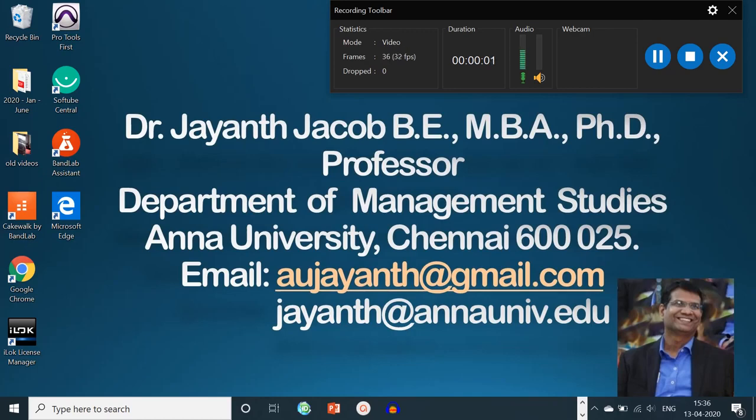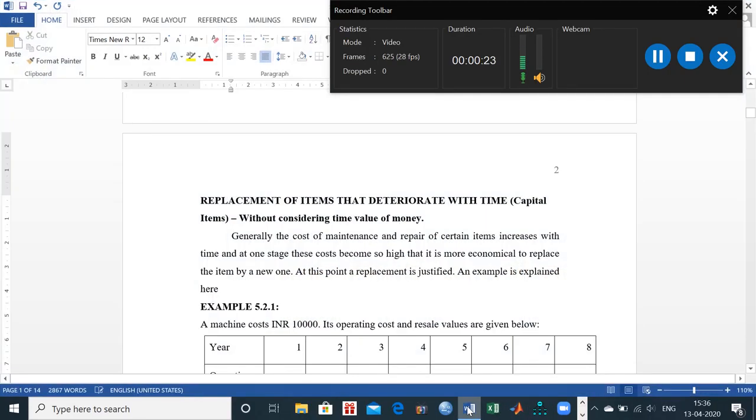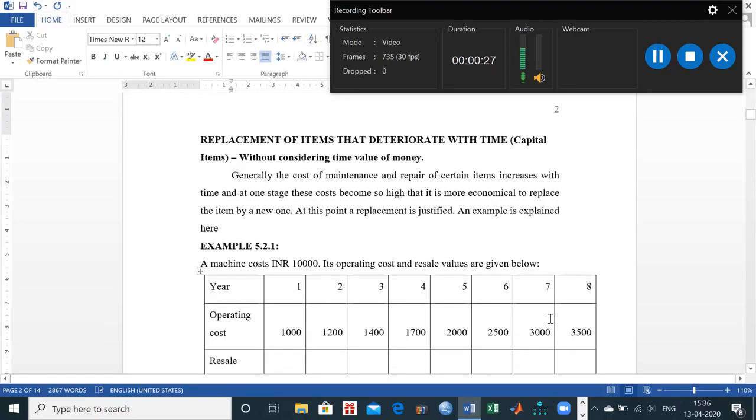Hi all. In continuation with the previous video in which we got introduced to the replacement models, this video is going to help us solve a very elementary problem on replacement of capital items. A problem in which time value of money is not considered, but we would get into a basic way of solving the question. Now have a look at the screen here.